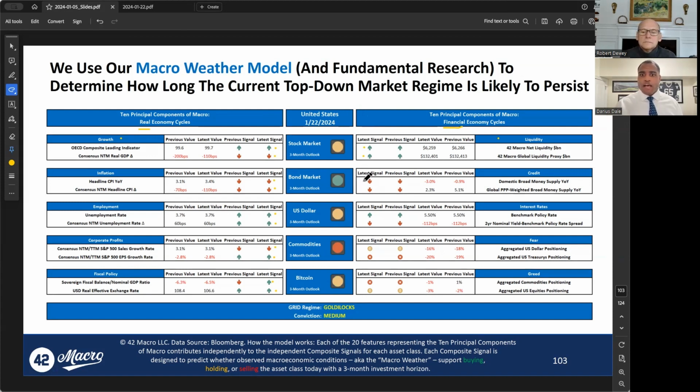Domestic broad money supply is trending lower. Global PPP weighted broad money supply is trending lower as well. So domestic and global credit growth is trending lower. The benchmark policy rate is trending higher. If you look at what's priced in the 2-year relative to that benchmark policy rate, that's trending lower. Aggregated dollar positioning: this is all the major currencies plus gold versus the dollar, in terms of the CFTC non-commercial net length divided by total open interest for all those currencies and then gold.